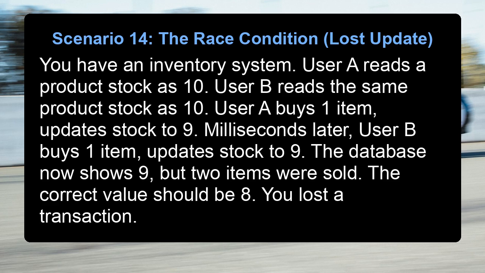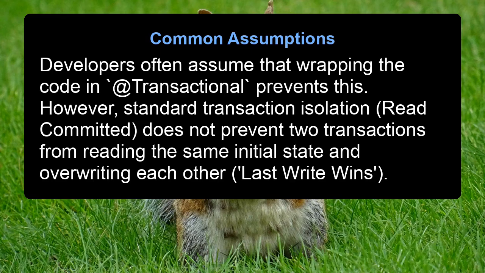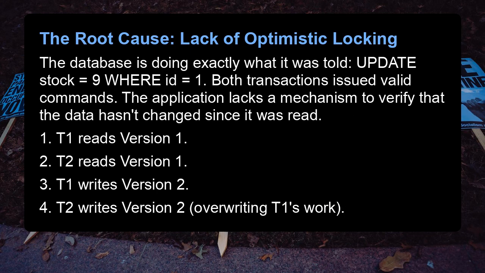The database now shows 9, but 2 items were sold. The correct value should be 8. You lost a transaction. Common assumptions. Developers often assume that wrapping the code in @Transactional prevents this. However, standard transaction isolation, read committed, does not prevent 2 transactions from reading the same initial state and overriding each other. Last write wins. The root cause, lack of optimistic locking.